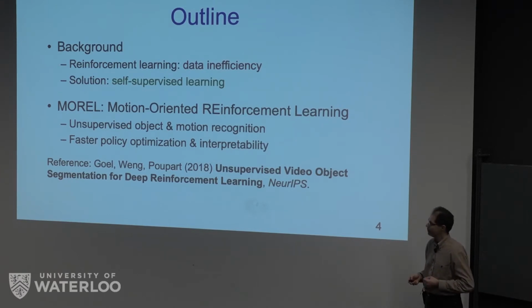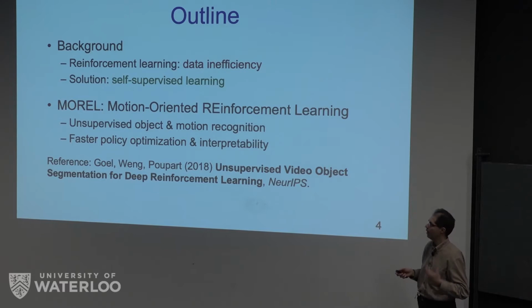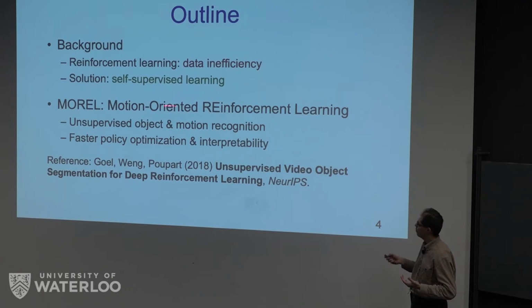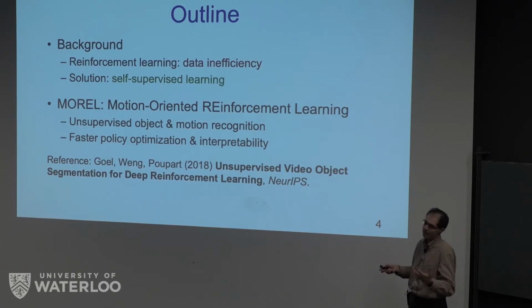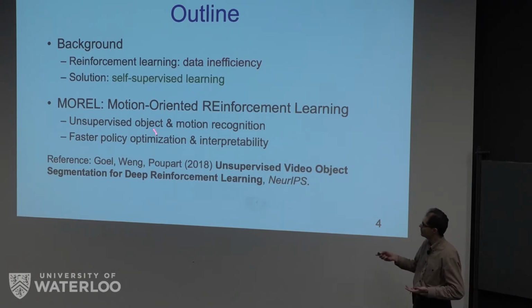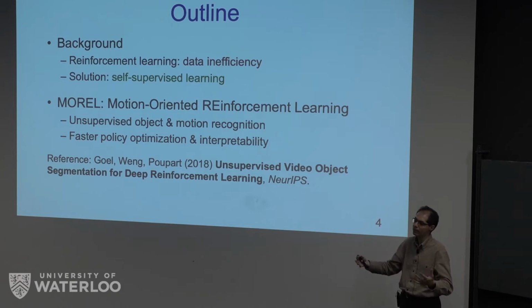Okay, so here's the outline for the talk. So I'll give you a bit of background about reinforcement learning, and specifically one major issue, data efficiency. We're going to look at one type of solution, self-supervised learning, and then within this framework, I'll tell you about the work that we did in terms of developing some motion-oriented reinforcement learning, which really means here that we're going to do unsupervised learning in the context of images to recognize objects and their motion, and then we're going to feed that to a reinforcement learning agent. This will give it some higher level information that will help in terms of learning a policy faster.